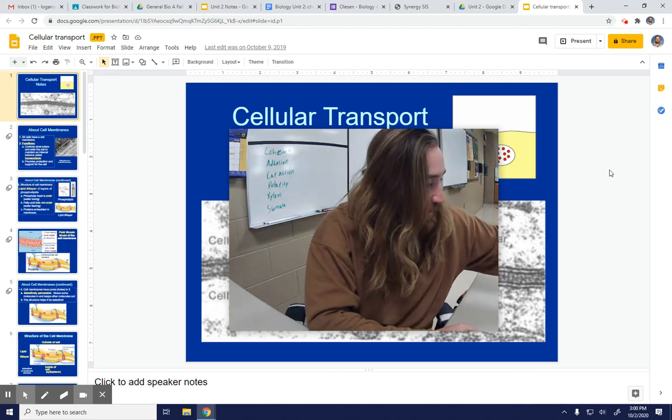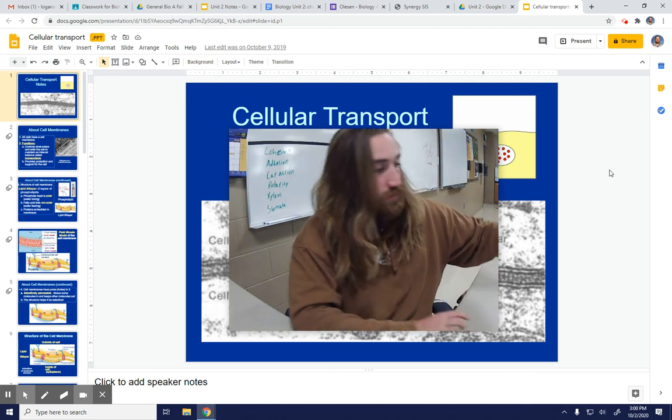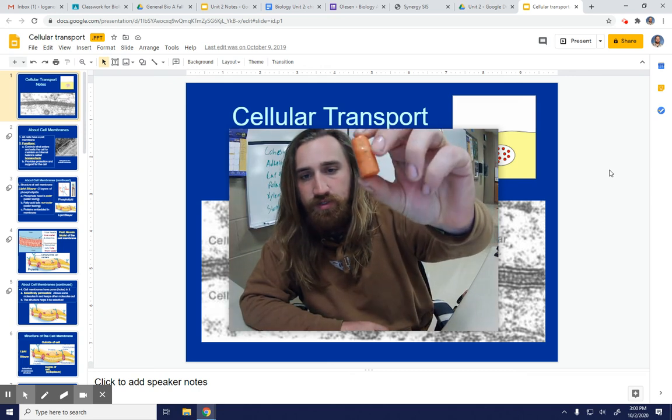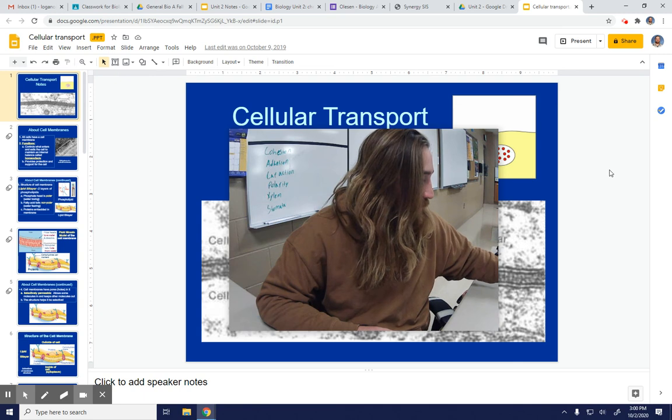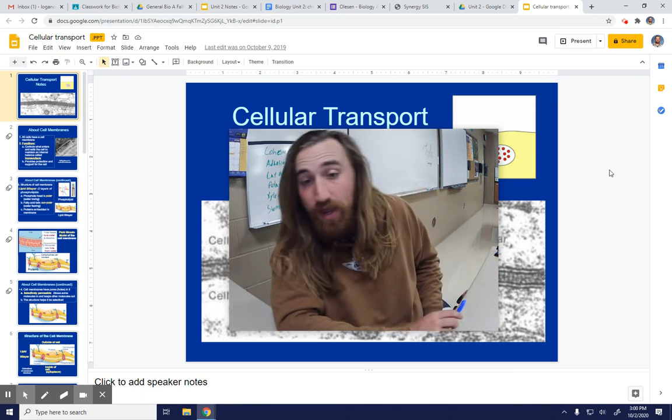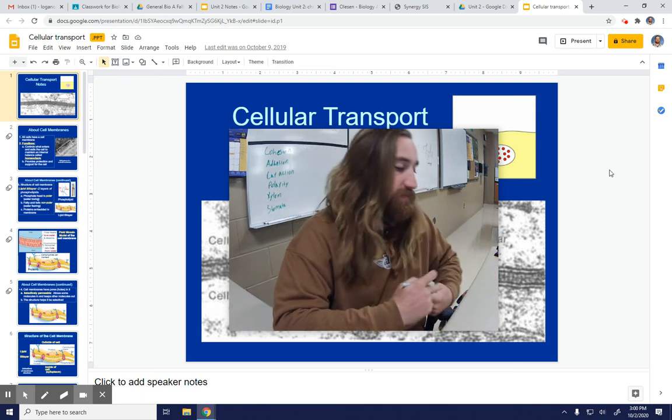Now, I'm going to take the carrot out of the saltwater solution, okay, and it now looks like this, okay, and I'm going to weigh this one as well. This one originally weighed 8 grams. This one now weighs 7 grams flat.